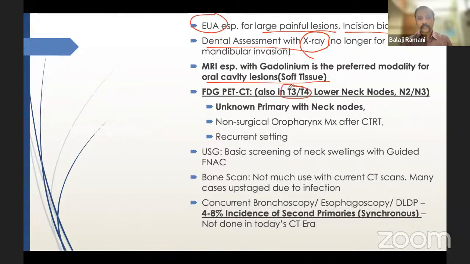It is used already, as I mentioned, in T3 or T4 disease, lower neck nodes, when you have multiple neck nodes. Other than that, when you are going for unknown primary with neck nodes, PET CT is always indicated. The same way, when you are going for a non-surgical management of oropharynx or any other area by CTRT, then a PET CT is always indicated. Why do we need a PET CT in this scenario?